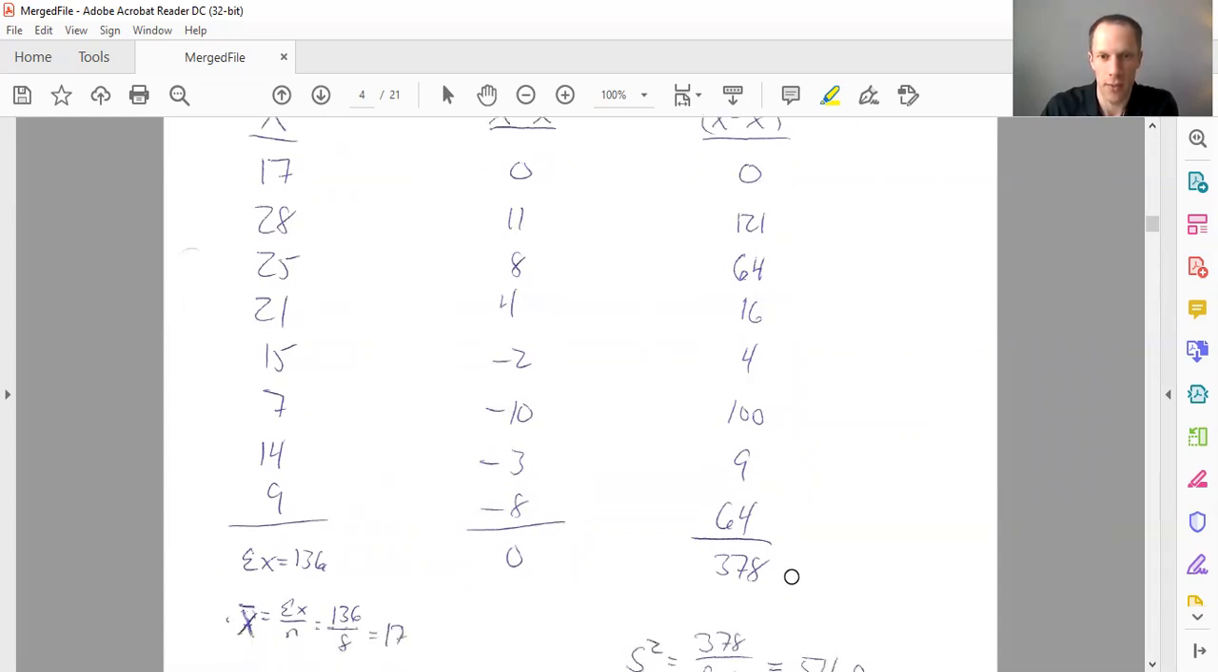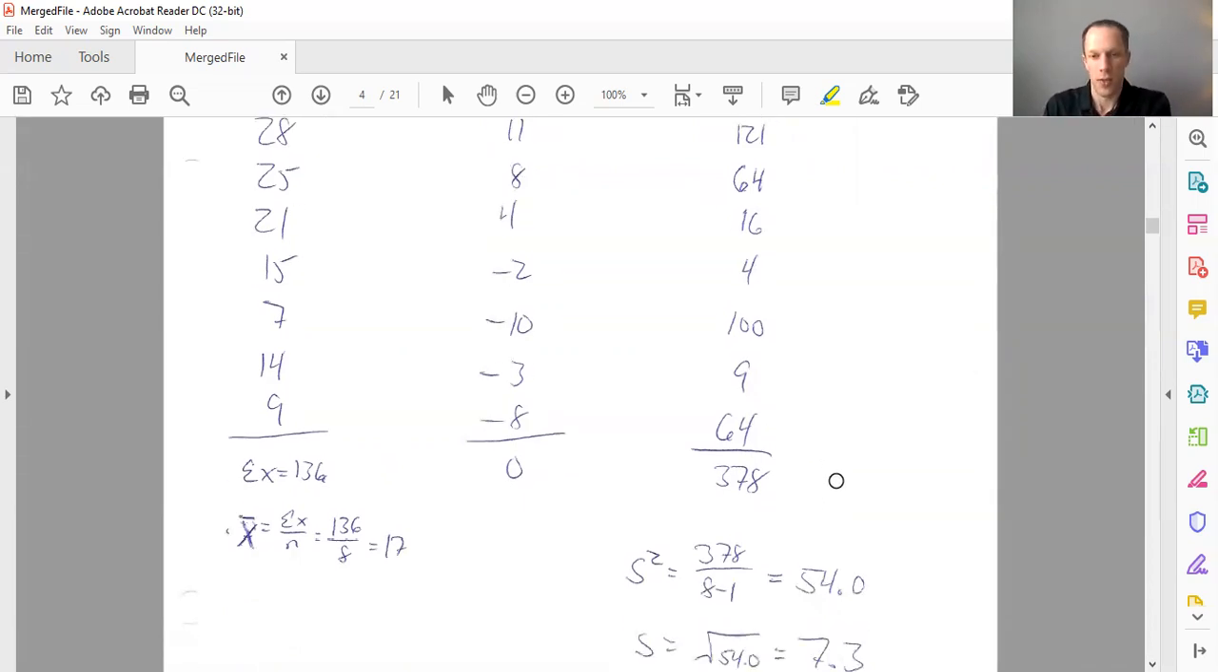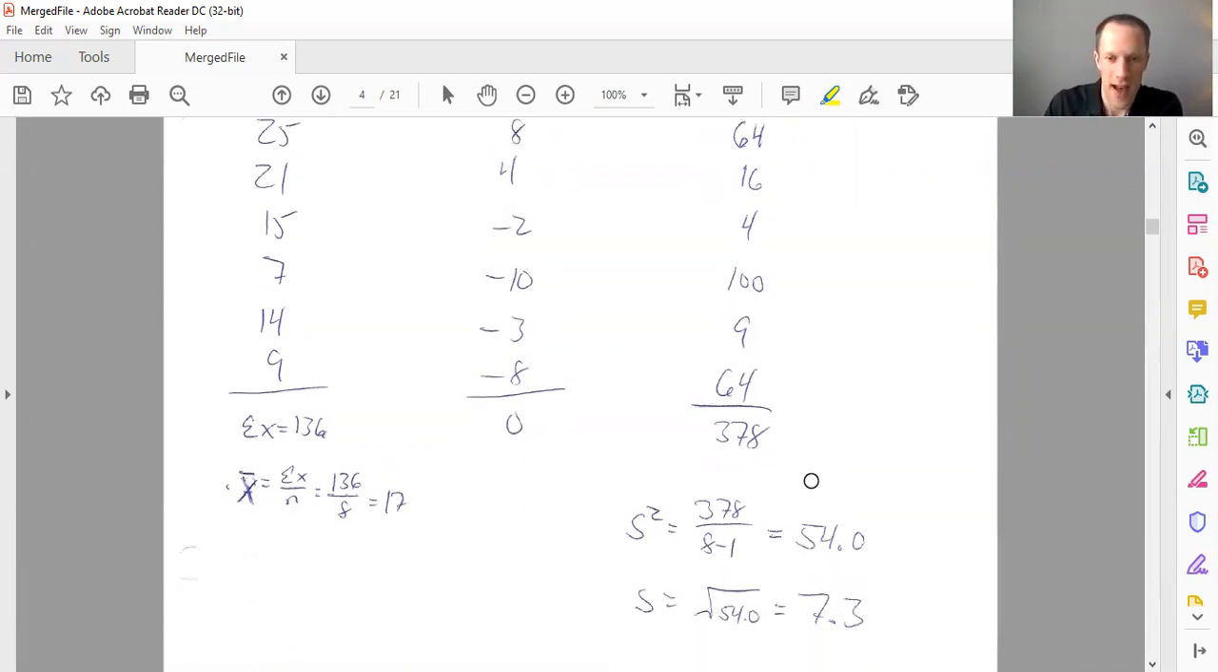Add those numbers up, you get 378. Okay, so 0 squared is 0, 11 squared is 121, 8 squared is 64. Add that up, you get 378. Now, because we're working with sample data, we're not going to divide that 378 by 8. We're actually going to divide it by 8 minus 1. That's the difference between population variance and sample variance. Population variance, you divide by n. Sample variance, n minus 1. So that would be 378 divided by 7, which is 54. That's the variance. Take the square root, and you get 7.3.